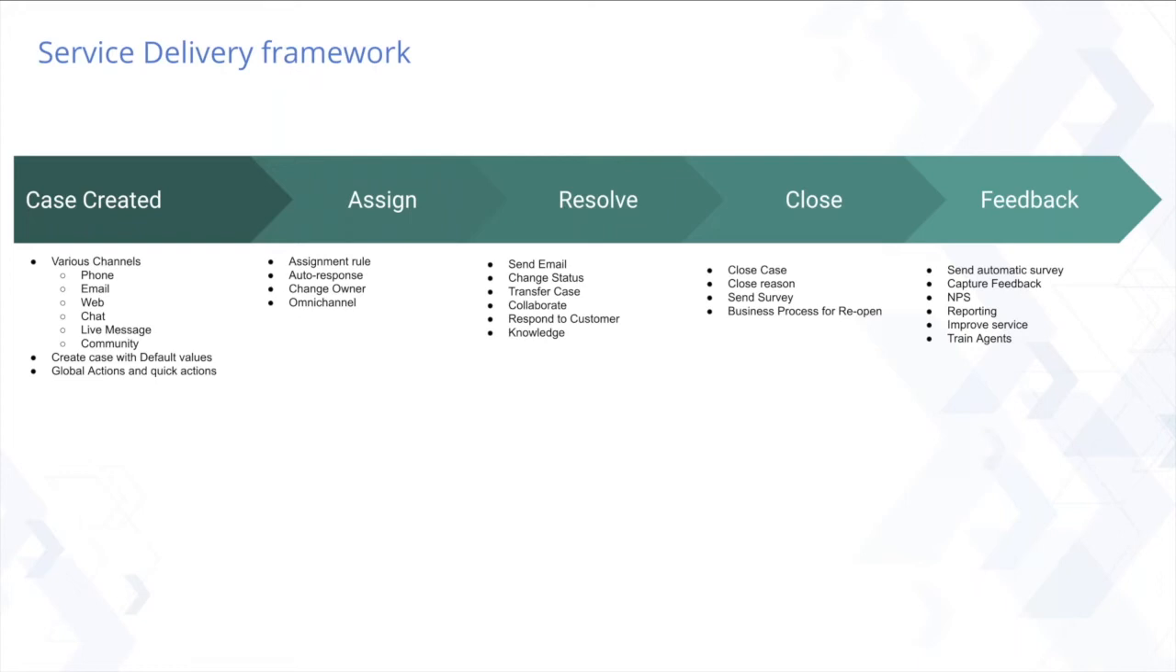So the final step is getting the feedback from the customer. What you're doing is closing the loop. The loop opened when the customer sent you the case, and once you get the feedback, you're actually closing the loop there. You send the survey, you capture the feedback, you do some NPS on it, you do reporting, and based on the feedback you're getting from the customer, you improve your service and you train. You might have to train your agents, or do something else. There could be so many strategies, but it all boils down to one point: you are being customer centric.